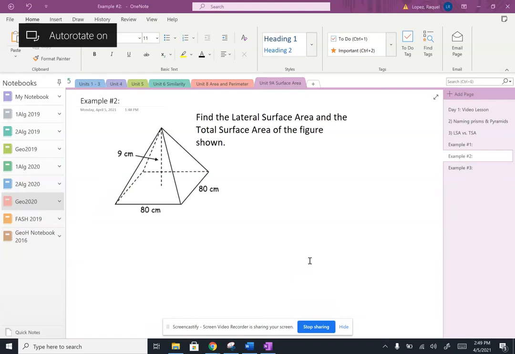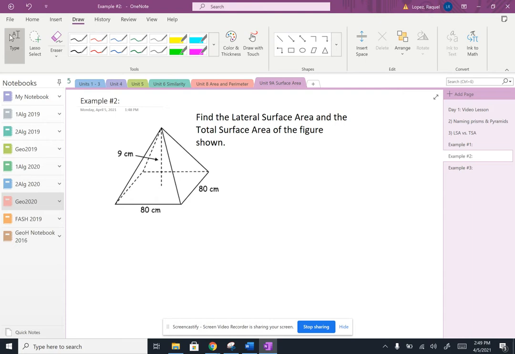Alrighty, everyone. In example 2, we'll be finding the lateral surface area and the total surface area of the pyramid shown below. So let's start off by naming this figure. I see I've got a square base, and I see that the faces all meet at one point on the top. So this is going to be a square pyramid. Okay, let's start off by finding the lateral surface area.